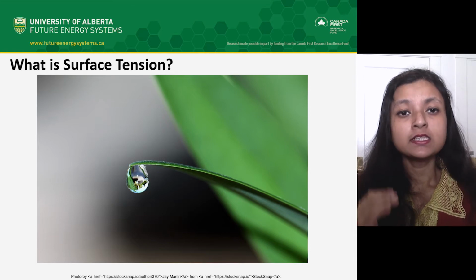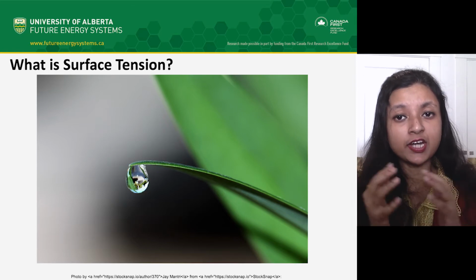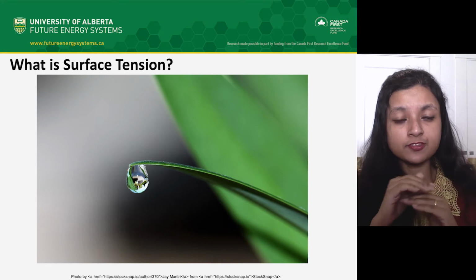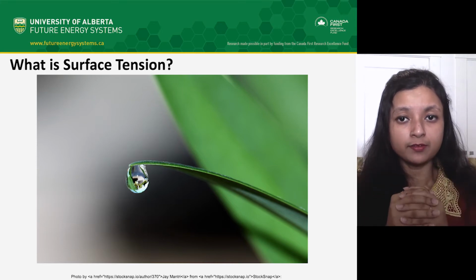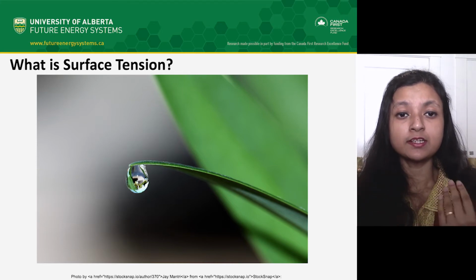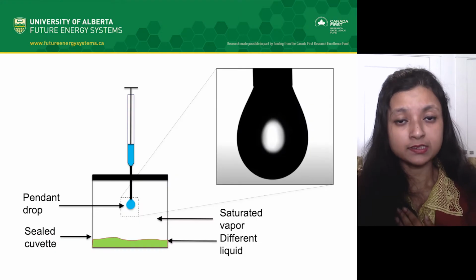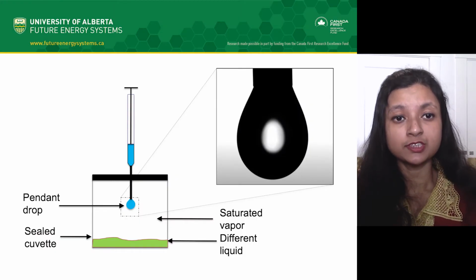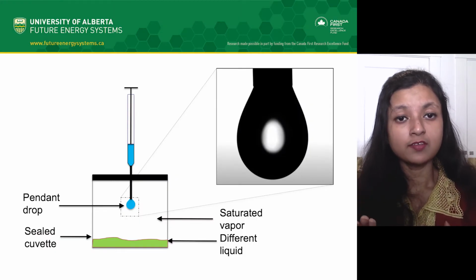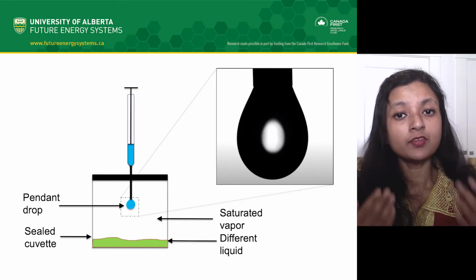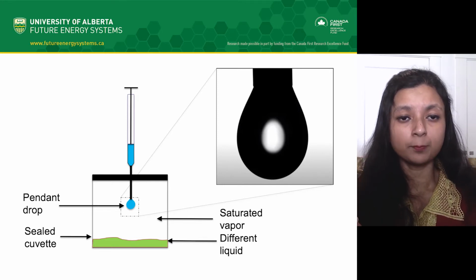Surface tension is the attraction between molecules in the surface layer, which pulls them together and helps give substances their liquid form. My research involves measurement of surface tension of a liquid in a saturated vapor of another liquid using the pendant drop method.